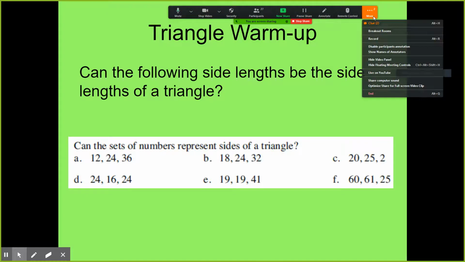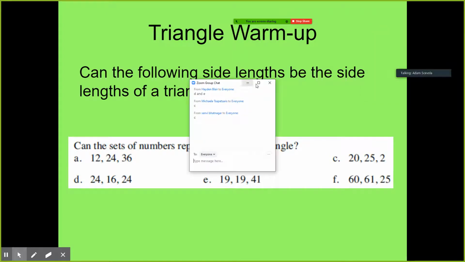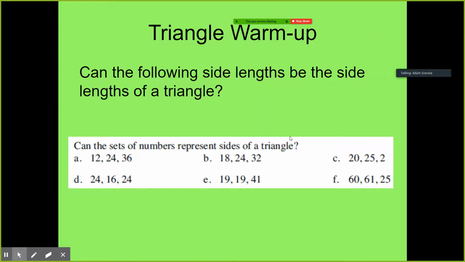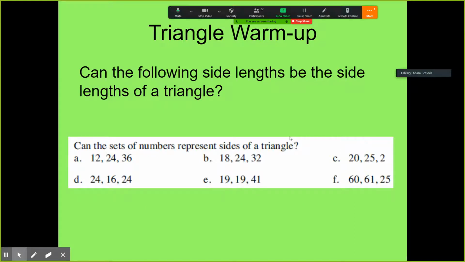Now, I may have kind of misled you with what I said. So write with your answer either that it can make a triangle or it can't make a triangle. Because I realized that on the screen it says, can the sets of numbers represent a triangle? But I said, are there any sets of sides that can't make a triangle? So just to be clear of what you're saying, if C can't make a triangle, D can make a triangle.